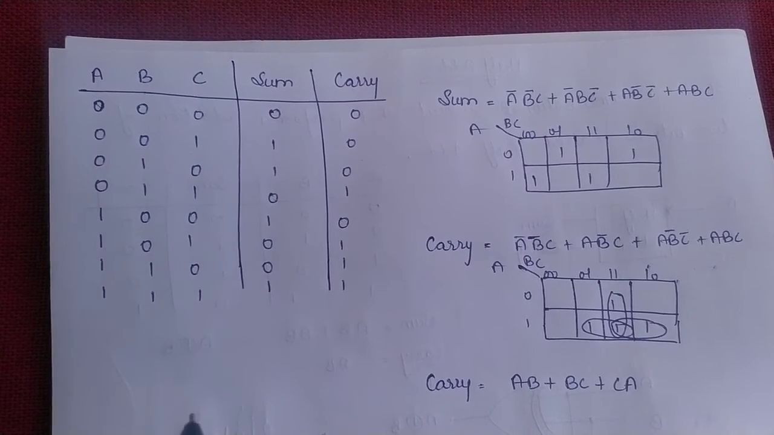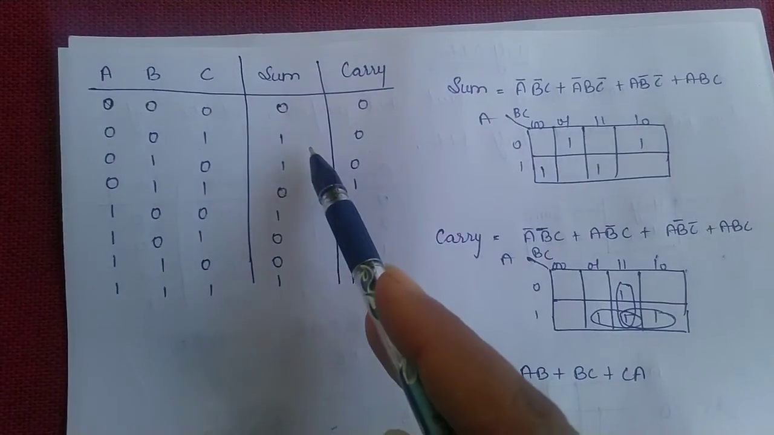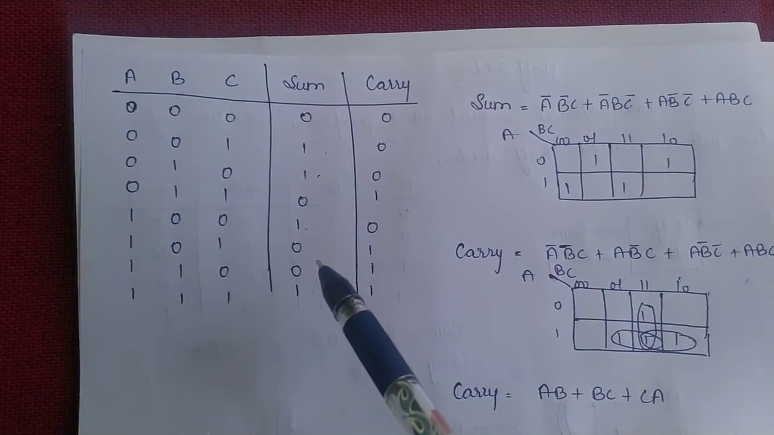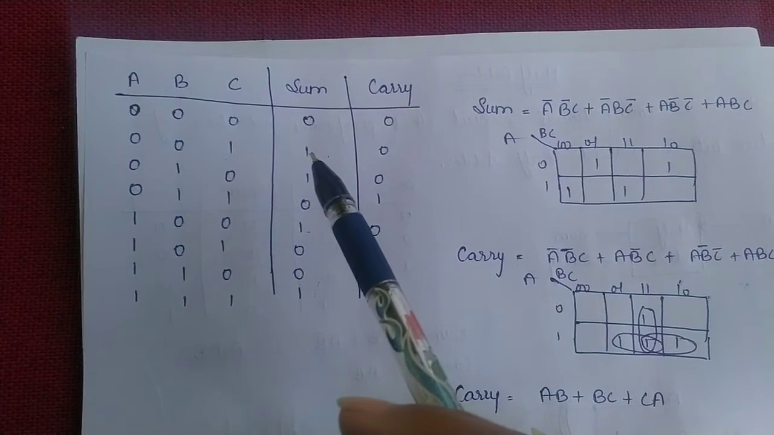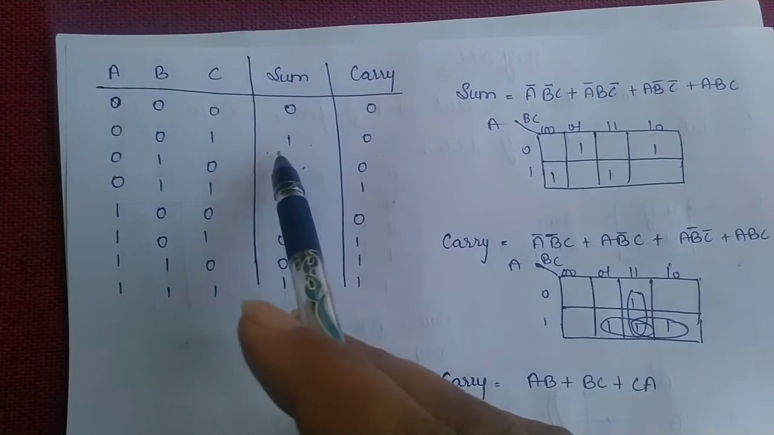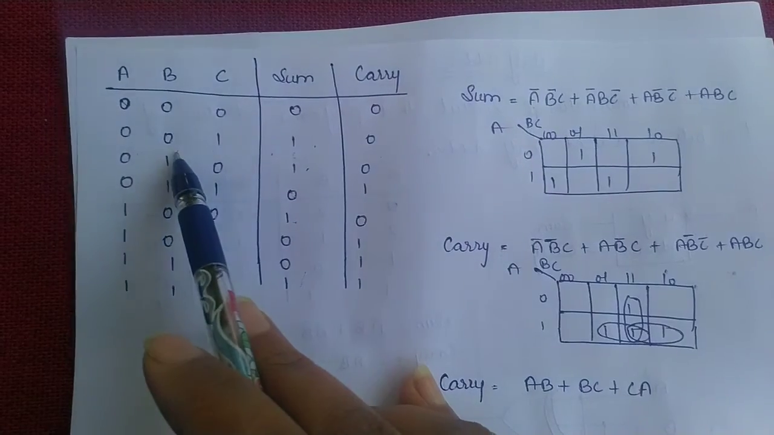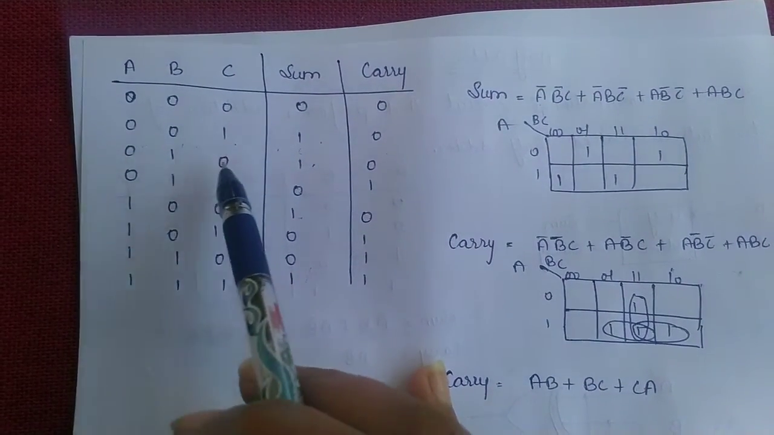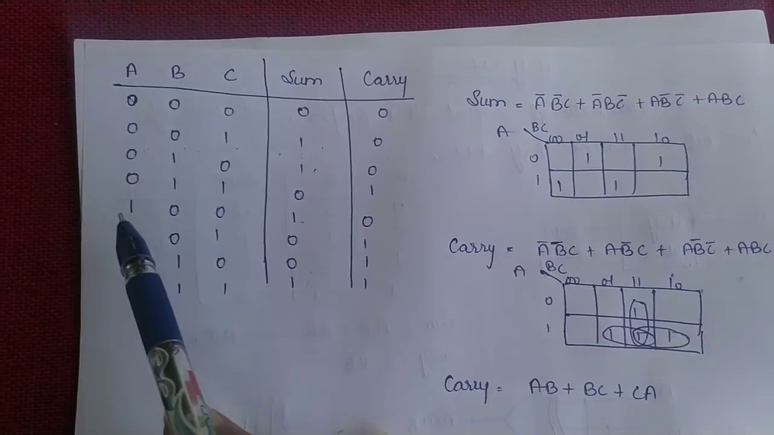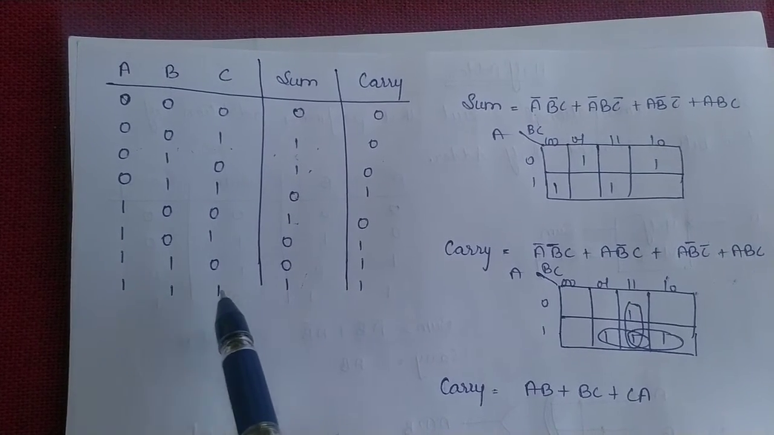If we write the Boolean expression of sum, see, at these four locations the output will be 1. So we will write the corresponding inputs in the Boolean expression. For this one, the term will be A bar B bar C, plus for this one A bar B C bar, for this one A B bar C bar, and for this one A B C.